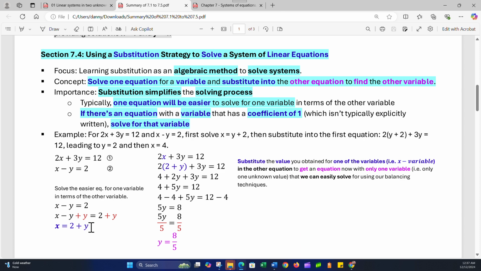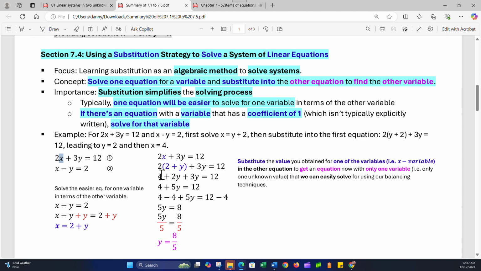And now the reason it's called the substitution method is because now we go back to the first equation, the one that we didn't rearrange and solve for a variable. Everywhere we see an x, we're going to substitute in the value for x, so in this case, 2 plus y. So 2x plus 3y equals 12. Now it's 2 times the value I got for x, which is 2 plus y, and I'm going to substitute that in here.